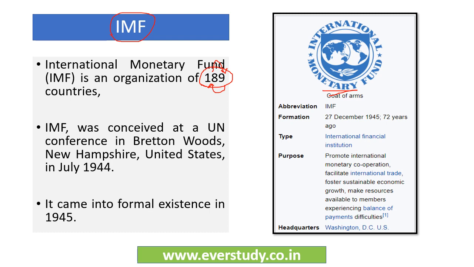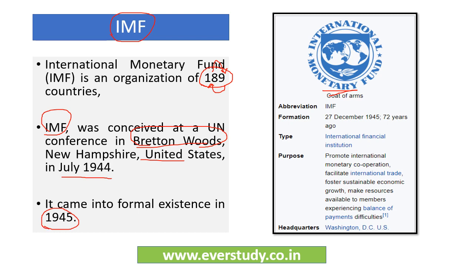So IMF was conceived at a UN conference which was held in Bretton Woods in New Hampshire, United States. This conference is popularly referred to as the Bretton Woods Conference. Under this conference, IMF and World Bank were conceived, and they are popularly referred to as the Bretton Woods Twins. So IMF was conceived in July 1944, but it formally came into existence in 1945.